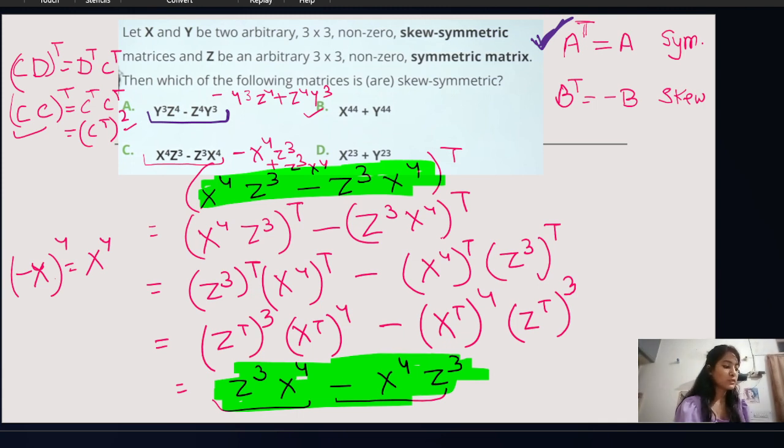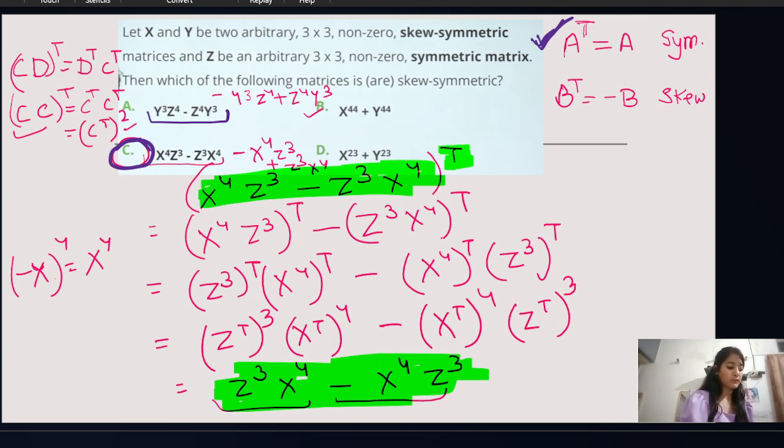The transpose of this matrix is negative. Okay, so this is the skew symmetric matrix. So we can say option C is the correct one, because we are getting a skew symmetric matrix. Have you understood how we are getting the skew symmetric matrix? Because this is the negative of the matrix.